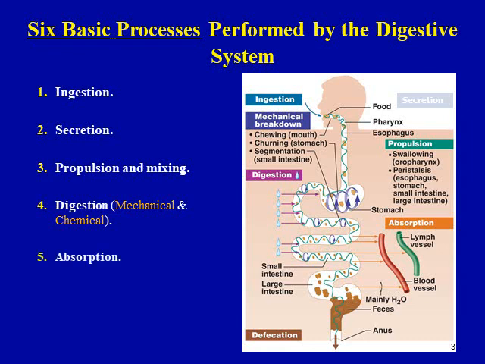The fifth and the most important process of digestion is absorption, and this is the ultimate goal of the digestive process, where our body can absorb the nutrients, minerals, vitamins, and water that we take in during a meal. And finally, what is left over that cannot be digested will be eliminated from the body by the process of defecation.